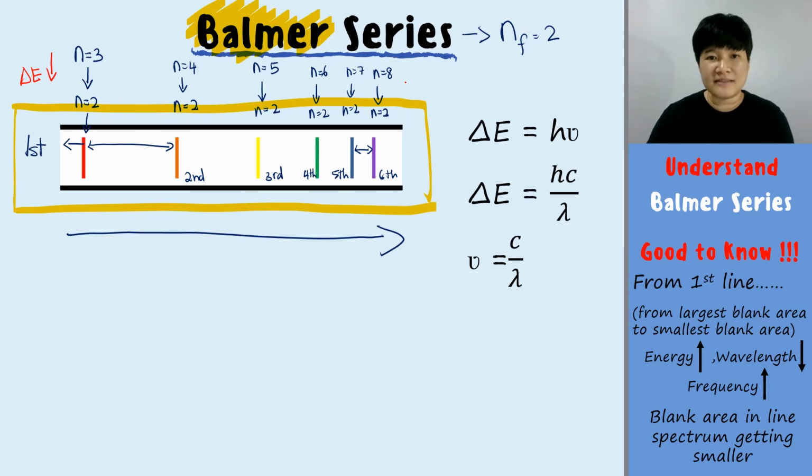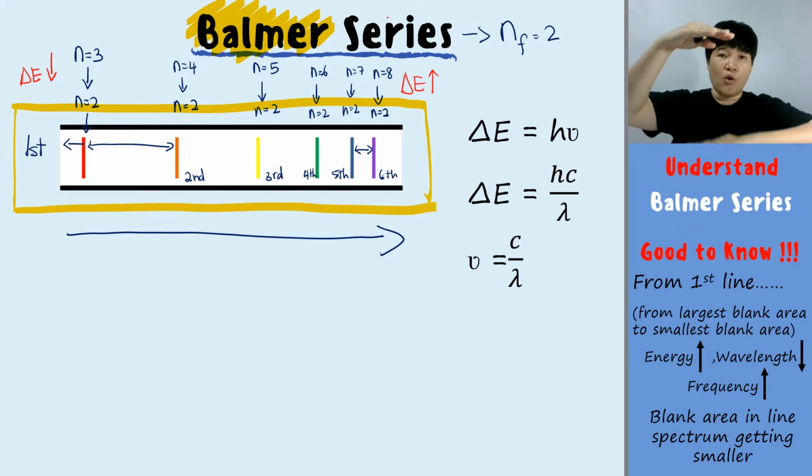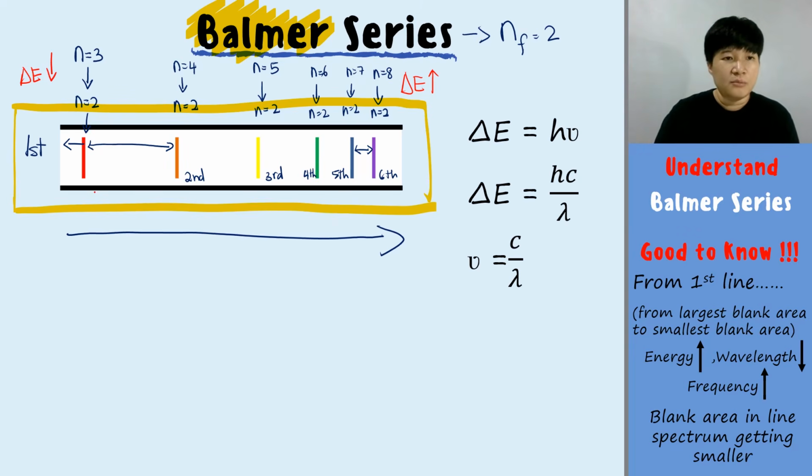Compared to the last line that I have, the sixth line over here, the delta E must be extremely high. Why? Because the change is from n equals 2 to n equals 8, all the way from energy level 8 down to n equals 2. So the energy difference is very huge. Therefore, moving from the first line to the last line, the delta E increases.